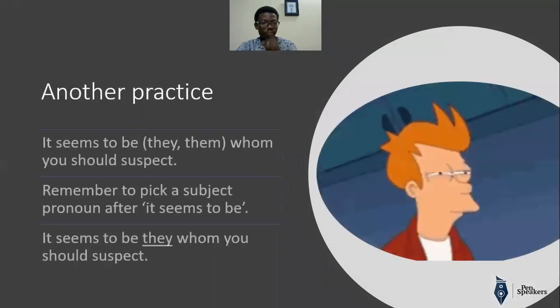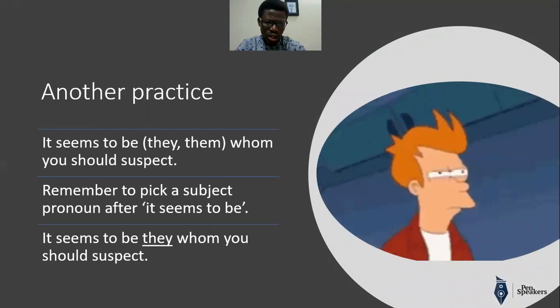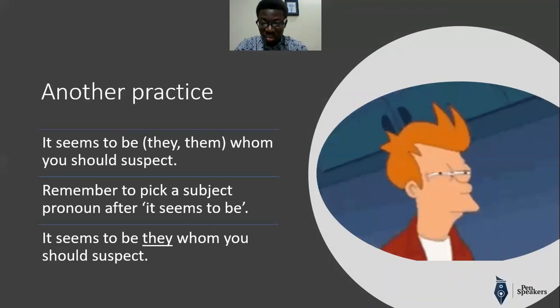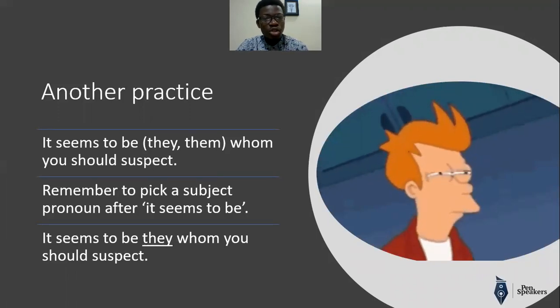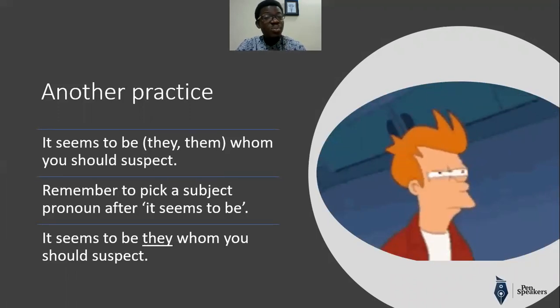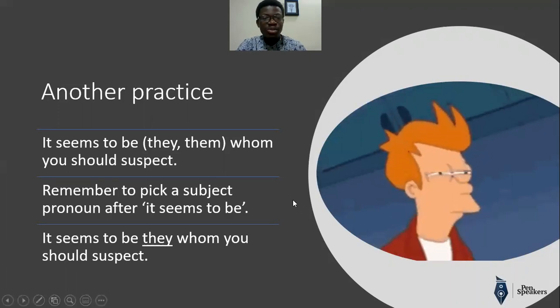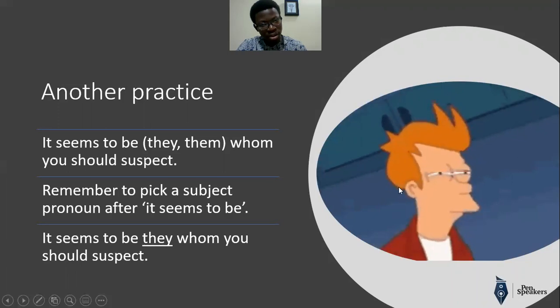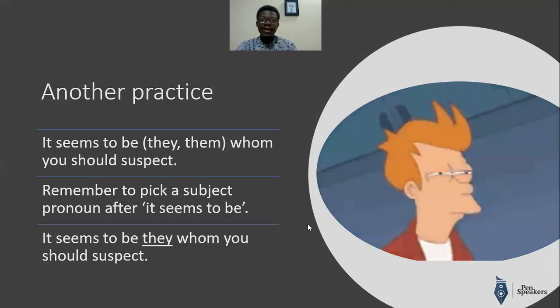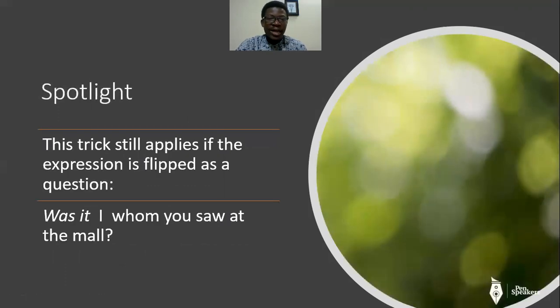Another example, it seems to be Dash whom you should suspect. Remember, once again, after the to-be verb complement, you are supposed to go for the subject. All right, so it seems to be they. That's the answer. It seems to be they whom you should suspect. As you can see, this person is grimacing. Suspect. All right, so let's move on. All right, so we're spotlighting. This trick still applies if the expression is flipped as a question. So I know we have it was. So what if we flip it as was it?